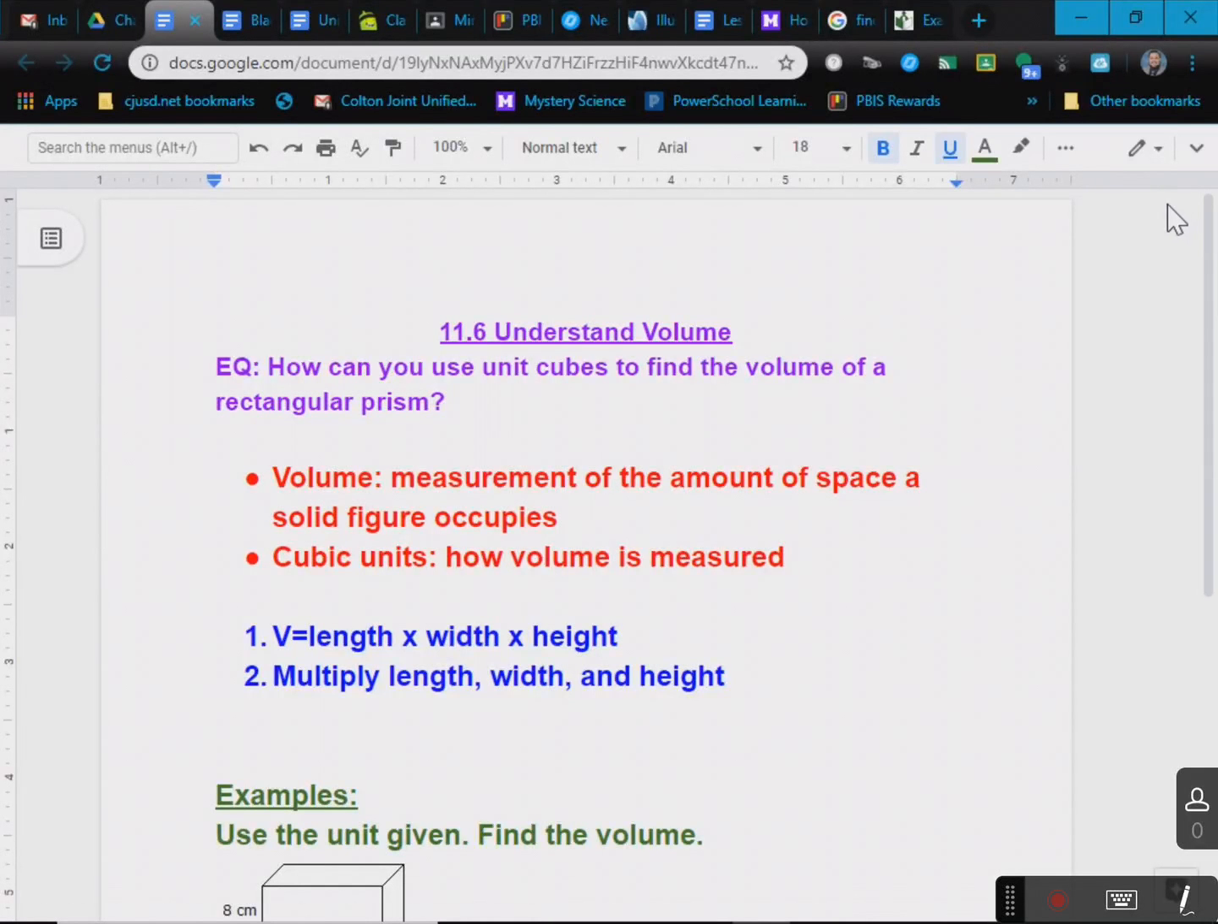Hello and welcome to 11.6, Understand Volume. The essential question is, how can you use unit cubes to find the volume of a rectangular prism? All right, that's a three-dimensional rectangular shape.